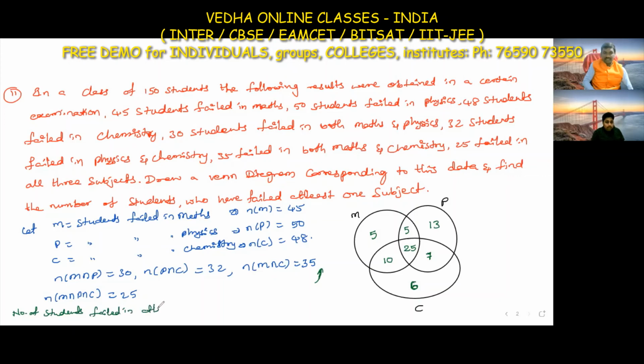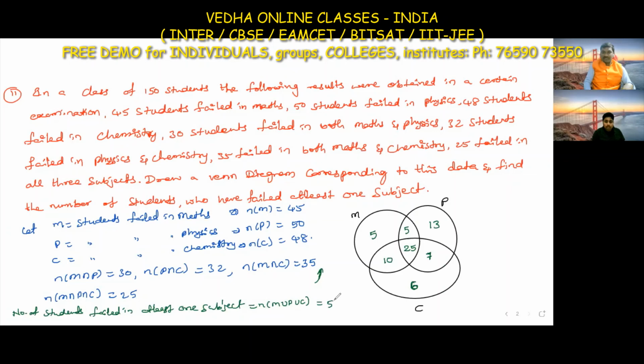at least one subject. At least one subject is nothing but n of m union p union c. We have the formula. Either you can apply the formula, or otherwise, since he's asking from the Venn diagram, I add all these numbers. Add all these numbers, so we get the total.